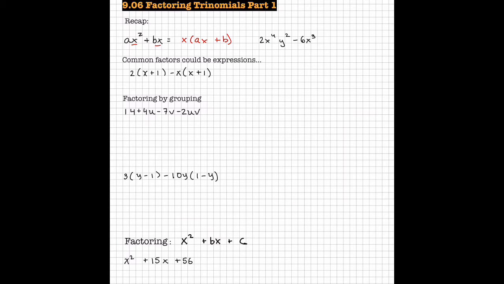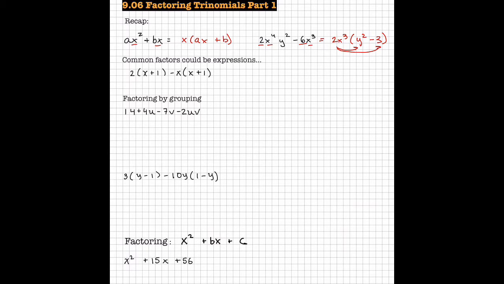Likewise, in the second example, 2x to the power of 4 y squared minus 6x to the third, both terms have a factor of 2 in common, and they have a factor of x to the third in common. So that's what we would divide out, and we would get 2x to the third times the quantity y squared minus 3. So we learned how to do that, and we learned how to check our work. To check the work, we could multiply back together to see if we get the original amount, which we would.